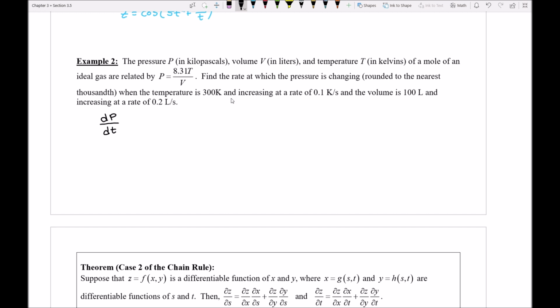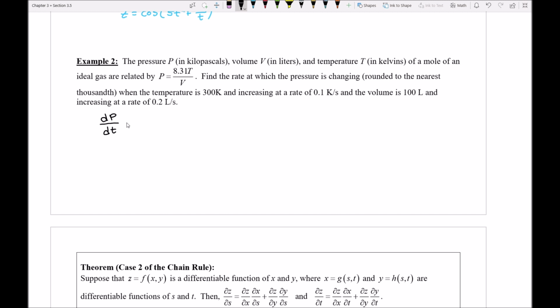In fact, the problem tells us at exactly what rates they're changing. It says the temperature is changing at 0.1 kelvins per second, and the volume is changing at a rate of 0.2 liters per second. So when I think about the function that I have here, I should recognize that T and V are functions that are dependent on time. The temperature changes over time, the volume changes over time.